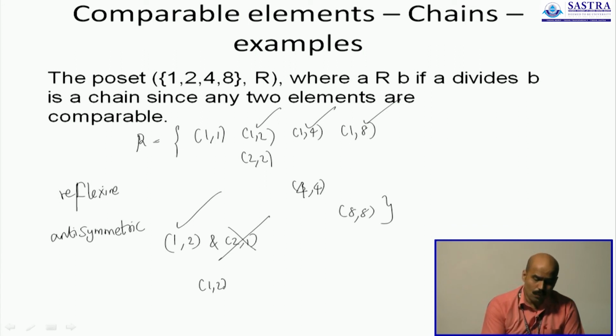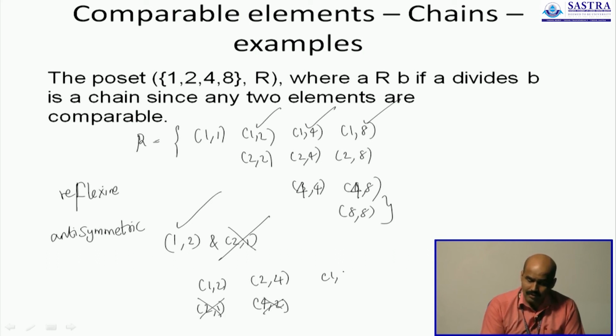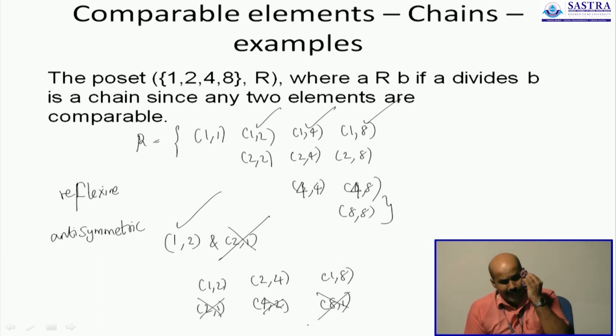I have 1 2, I have 2 4, I have 2 4 but no 4 2. I also have 2 8, I also have 4 8. I have 1 2, I don't have 2 1. I have 2 4, I don't have 4 2. I have 1 8, I don't have 8 1. So whatever pair you select, you will always be able to see that only one of the 2 pairs that are possible is actually present. Both are never present together in the same set, and therefore this is antisymmetric.